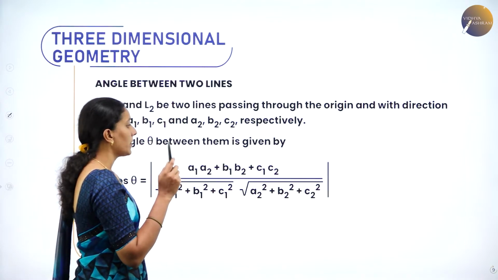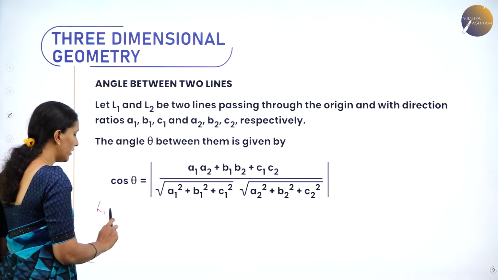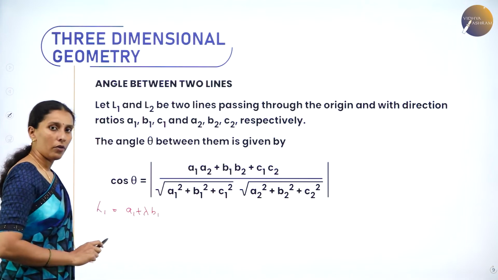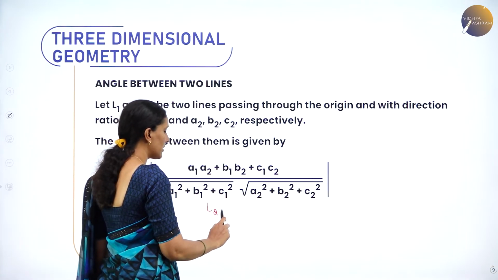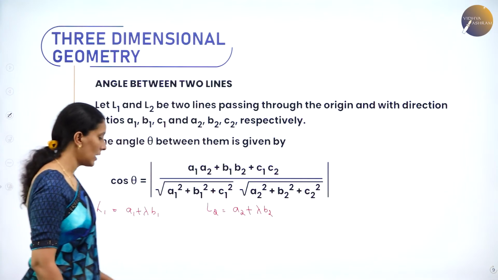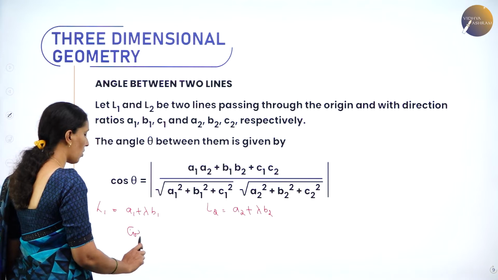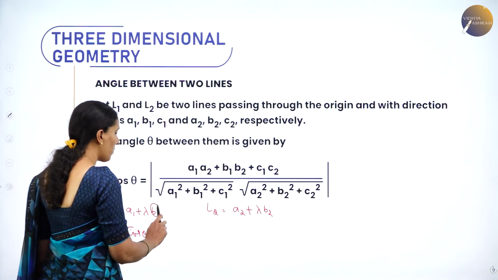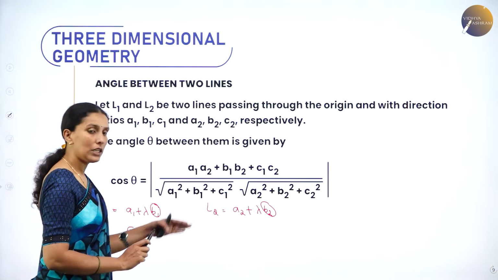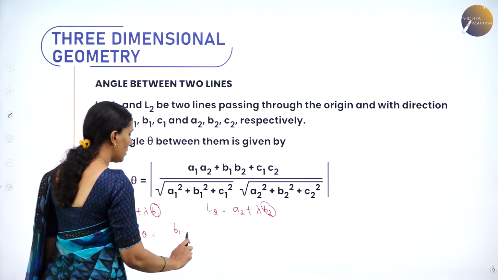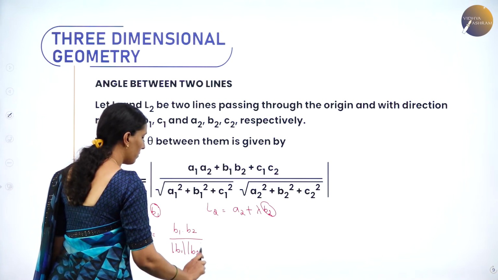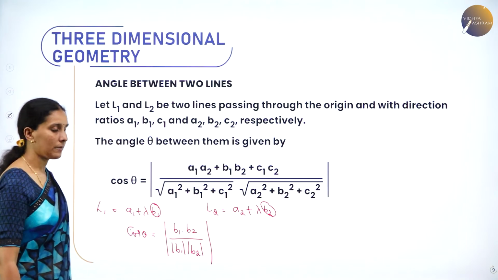Suppose I say here, let line L1 be a vector of the form a1 plus lambda b1, and line L2 be a vector of the form a2 plus lambda b2. So, this is the vector form of the two lines. Then the angle between these two, cos theta, can be written as the dot product of b1 and b2, that is the vectors which are parallel to the lines. So, therefore, it is b1 dot b2 divided by magnitude of b1 times magnitude of b2, and we have the modulus here.